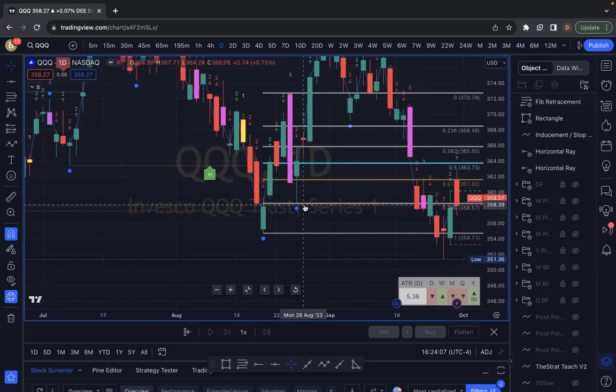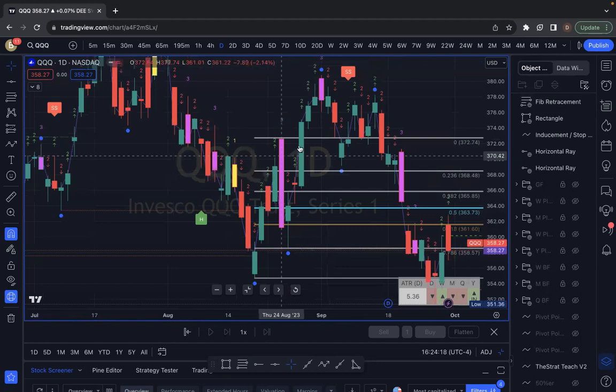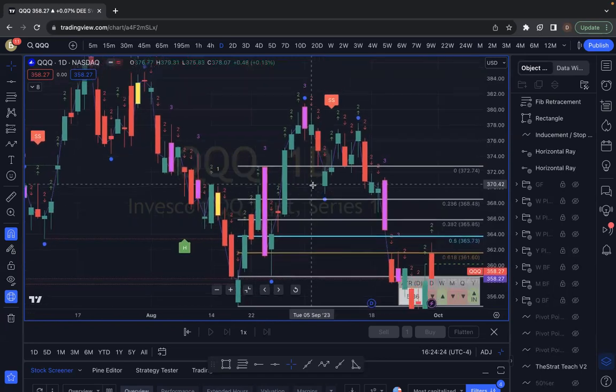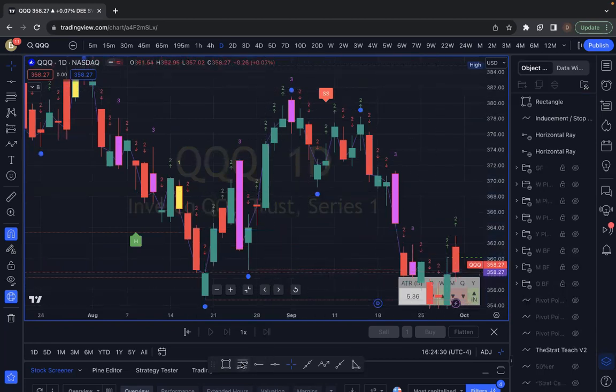It got to the 0.786 and it bounced off of it to a T, giving you a 2-2 reversal to the upside. Then you would target the previous high right here. It even went a little further, giving you higher highs and then giving you a higher low. So if you caught that wave, cool, you made money. Let's focus on the next wave.